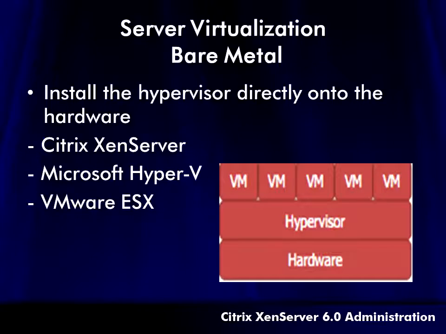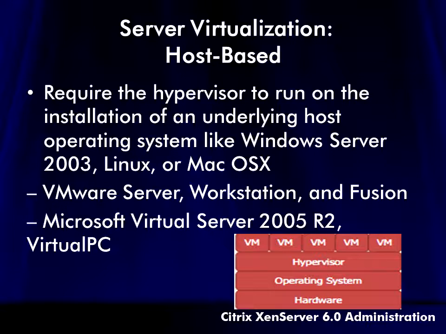Now, installing hypervisor directly onto hardware. Now, we have this Type 1 virtualization that installs on bare metal. Citrix XenServer, Microsoft Hyper-V, and VMware ESX and ESXi servers are examples of Type 1 virtualizers.